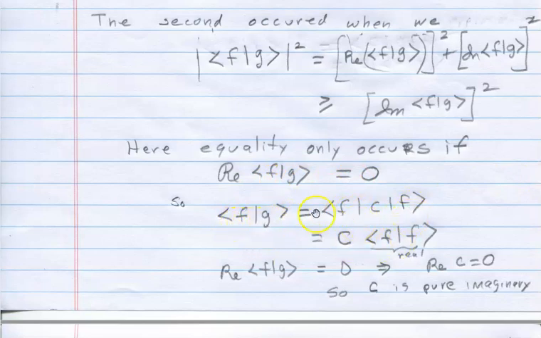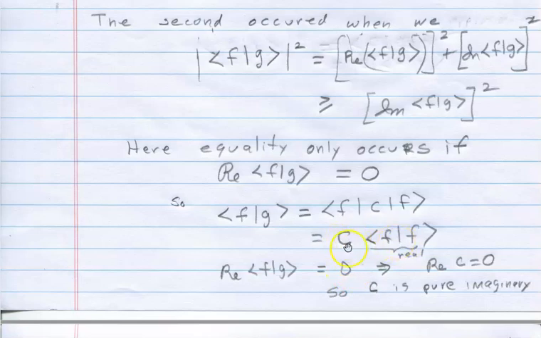But I know that G is C times F, where C is some complex number. I can pull this out, and this is just the absolute modulus of F squared. So for any state vector, that's always a real number. So if that's real, and this is a complex number, and I want the real part of this to be 0, that says that this complex number has to have only a real part.